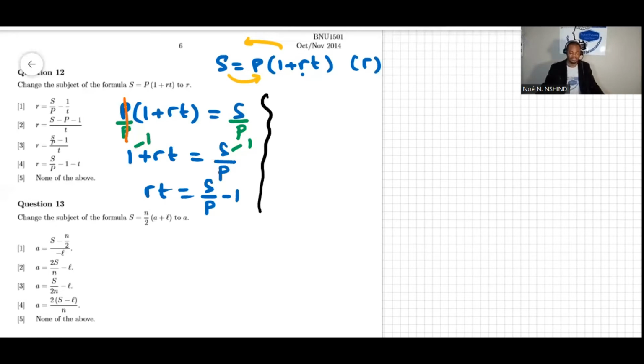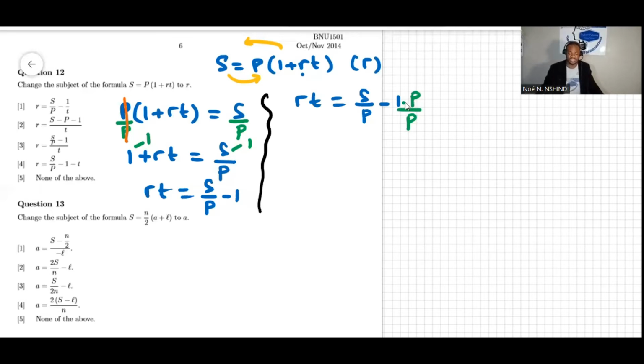Then I have RT equal to S over P minus 1. I prefer to write that with a common denominator, so I can write it as times P over P. Remember that this doesn't change anything, because P over P cancels out, it's just 1. Okay, it doesn't change anything.